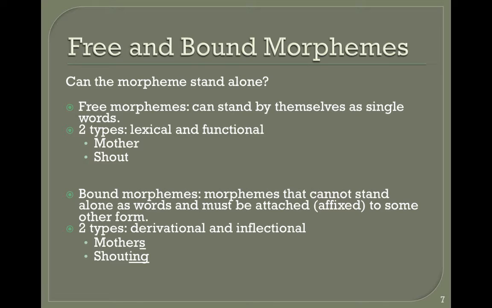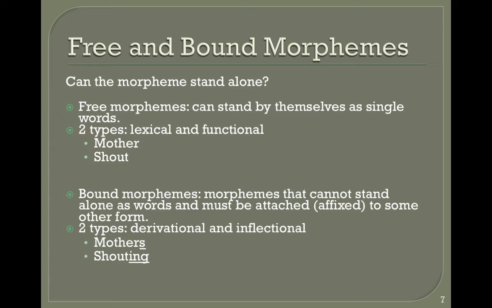Two examples of lexical morphemes are the words mother and shout. These are words that have content or meaning in themselves, and functional morphemes are those like conjunctions and prepositions, so if, and, or, words like that, and they're sort of the little helping chains in a sentence, but they don't carry content.